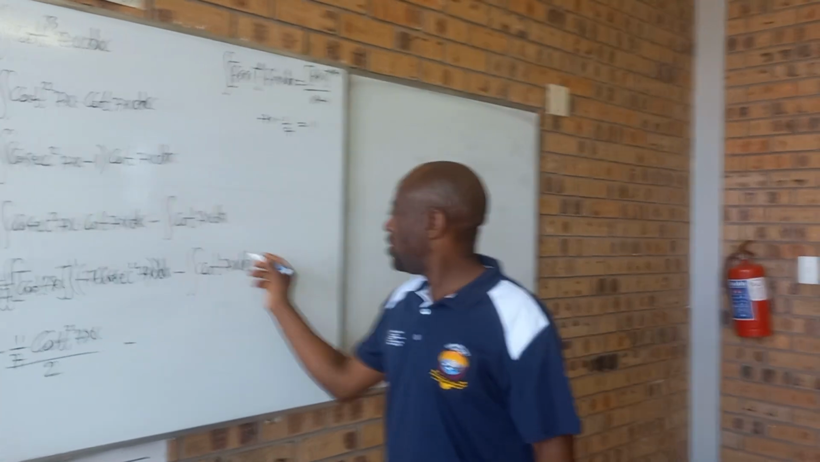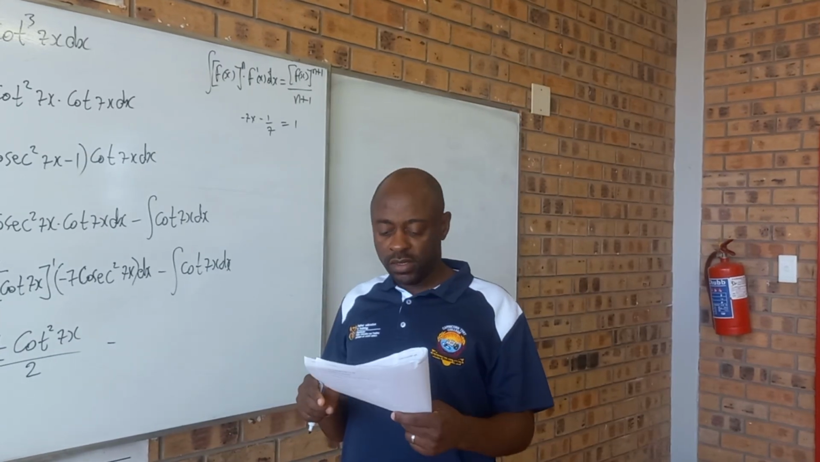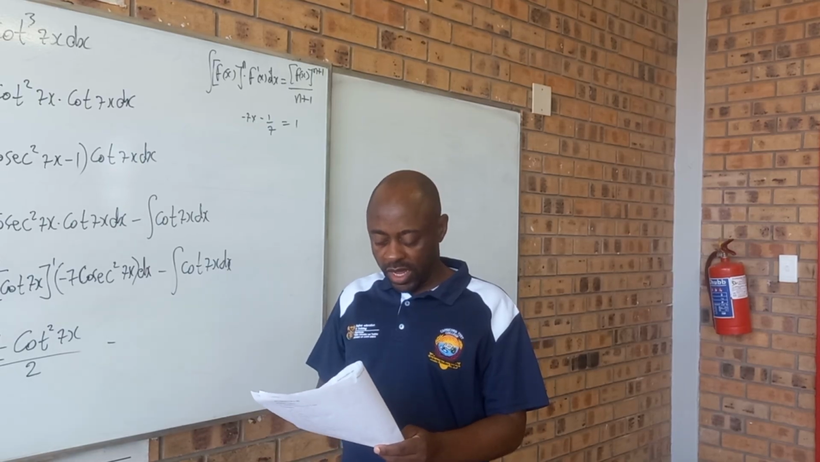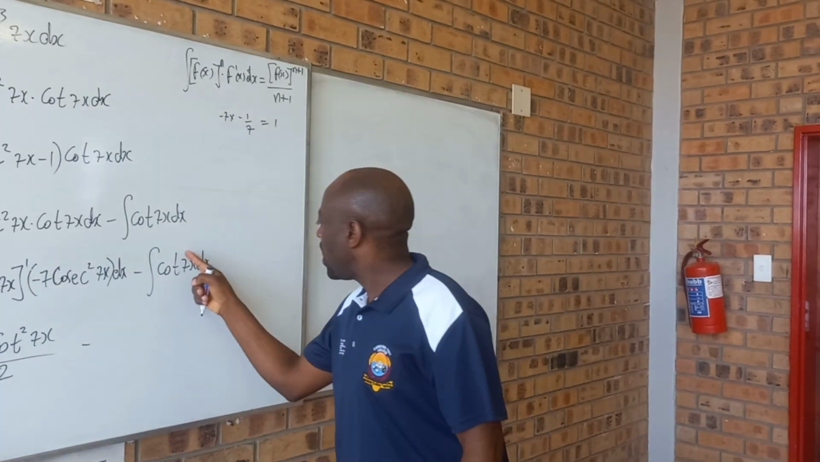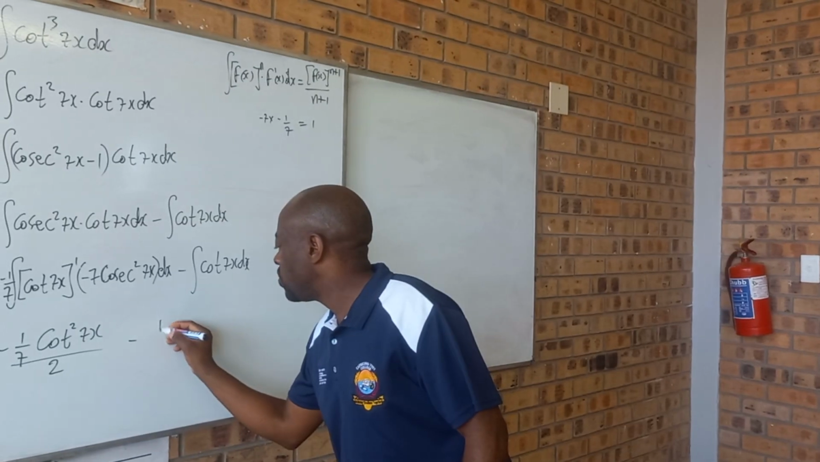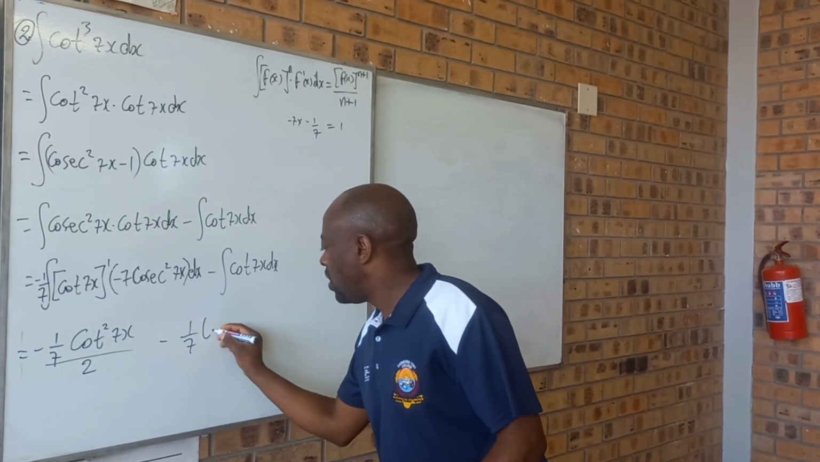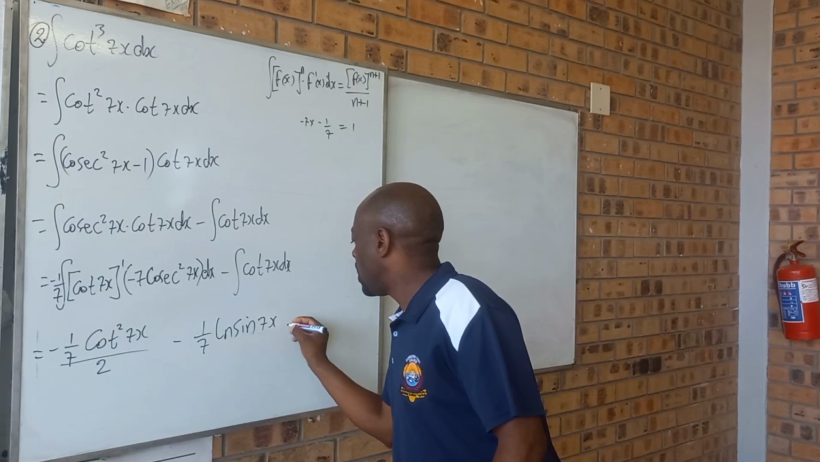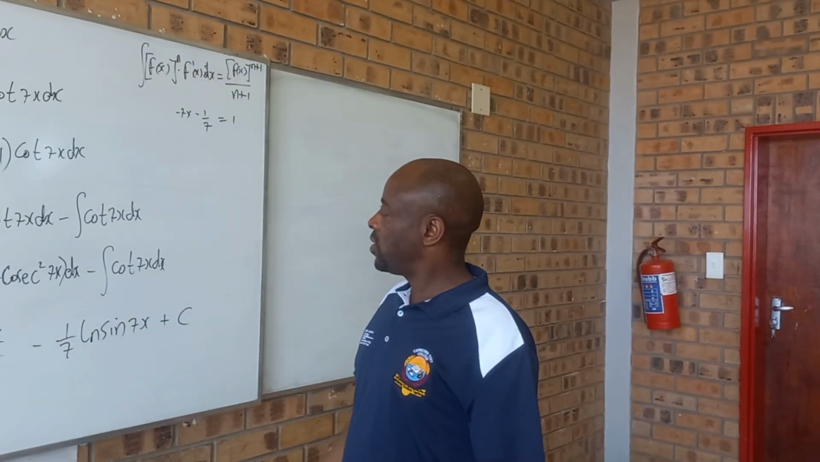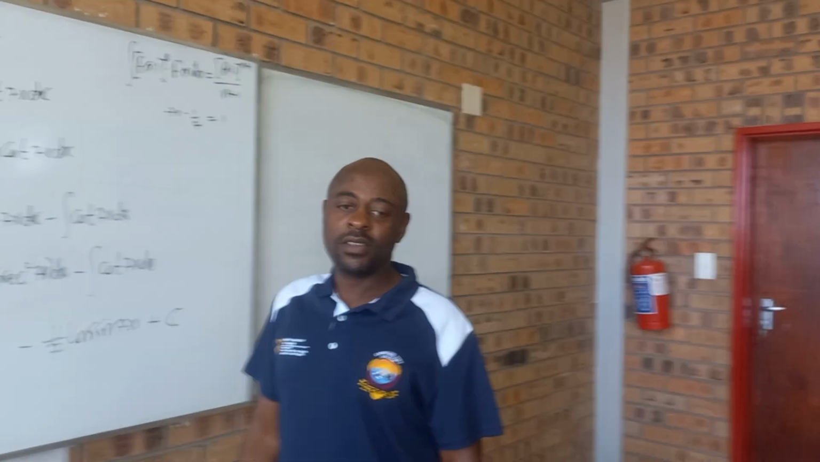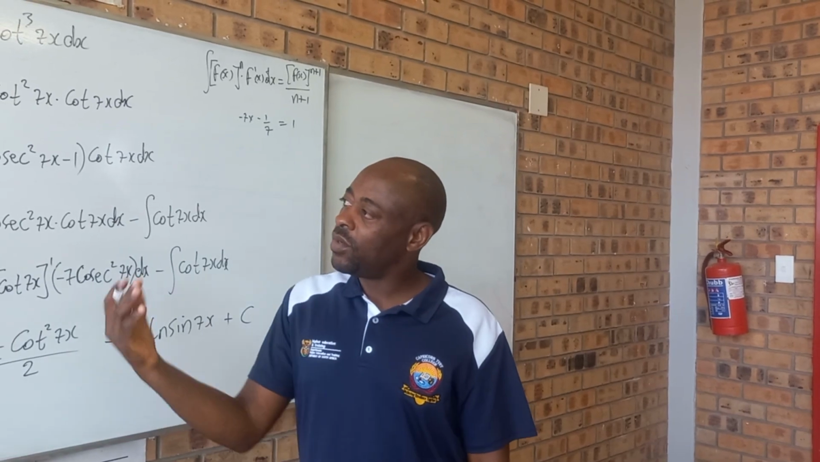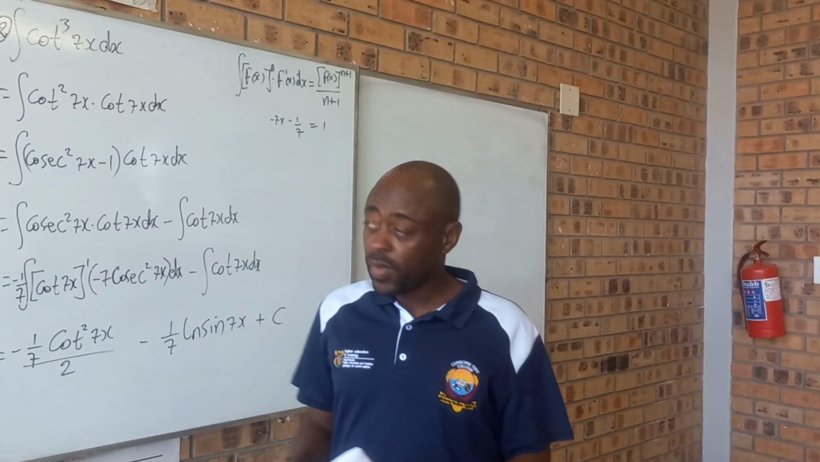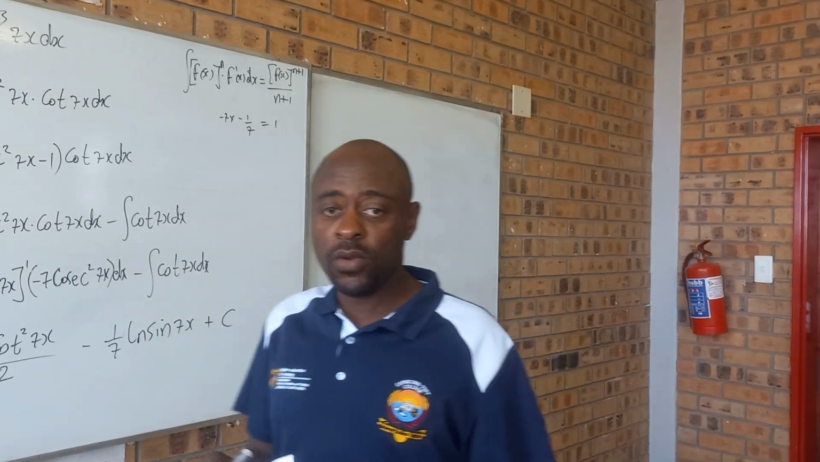Then minus, now to integrate cot ax, what do I do? I go to my formula sheet. The integral of cot ax is 1 over a. My a is 7. So this is 1 over 7 ln sine 7x plus c. So guys, that is how easy it is to integrate cot cube and tan cube for trigonometric functions. So thank you very much.